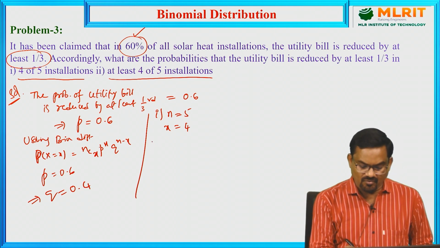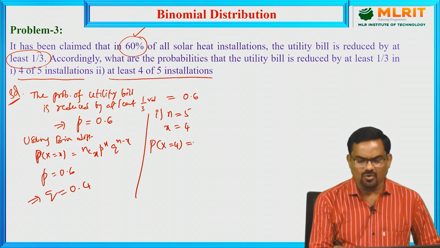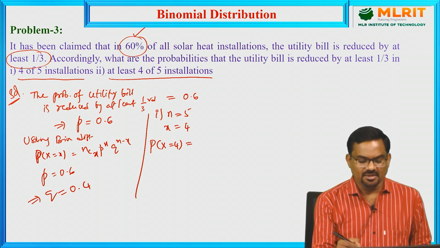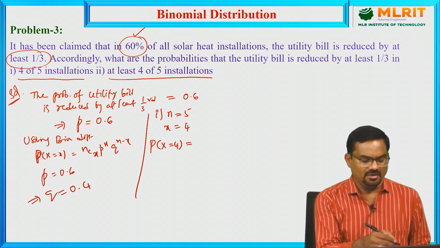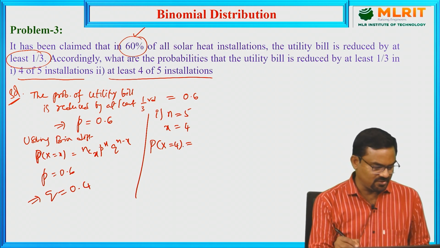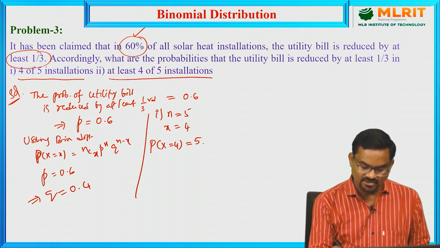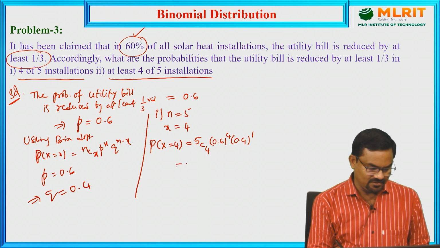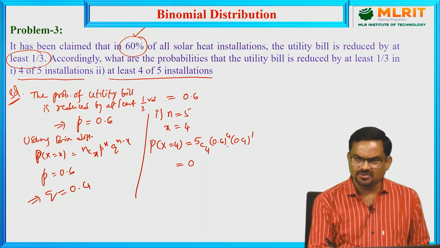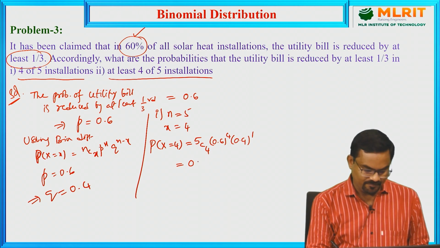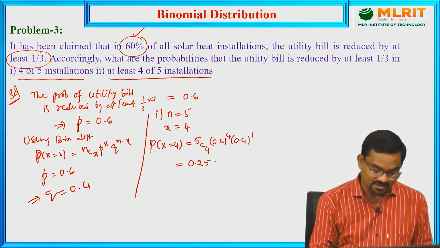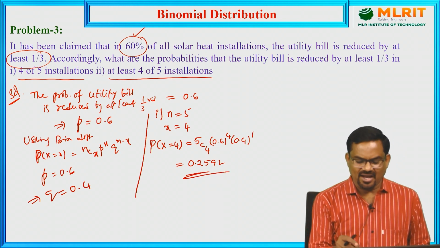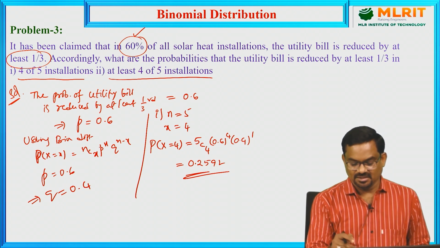Now we need to find the probability of getting 4 successes. 4 times out of 5 installations, we should get the utility bill reduced by at least 1/3. So the probability of x equal to 4 we calculate using the binomial distribution formula. This is equivalent to 5C4, 0.6^4, 0.4^1. Using a calculator, the final result will be 0.2592. So the direct value is given: out of 5 installations, the probability of 4 times success, simply x equal to 4.